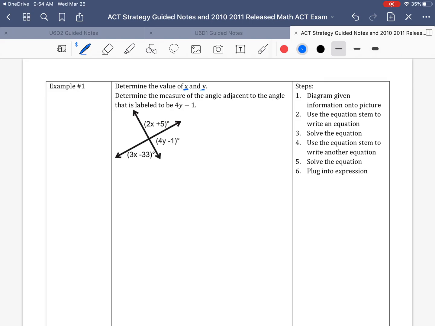All right, so here it tells us to find the value of x, the value of y, and the measure of the angle that is labeled for y minus 1. So there's actually 3 things that we're doing here. Now in the diagram, we're gonna write an equation stem. What I want us to realize real quick is that we have x's here and a y here. When we're writing an equation, we need to have the same variable, which means we need to use this angle measure here and this angle measure here first. So we know those are called vertical angles, which means vertical angles are congruent, and we can write this equation.